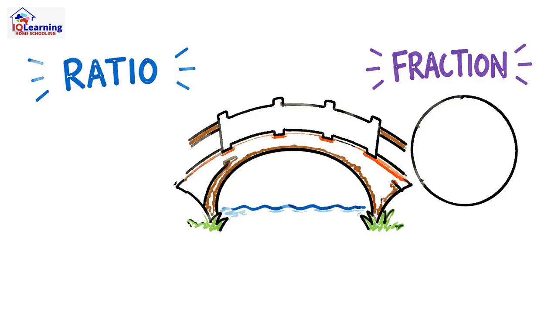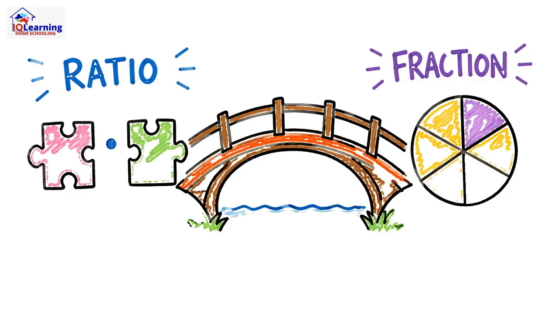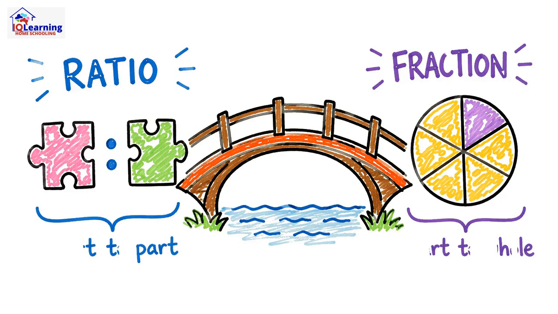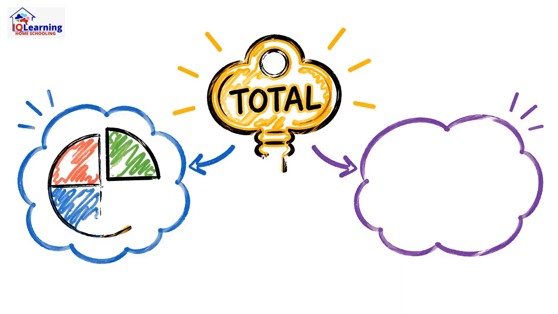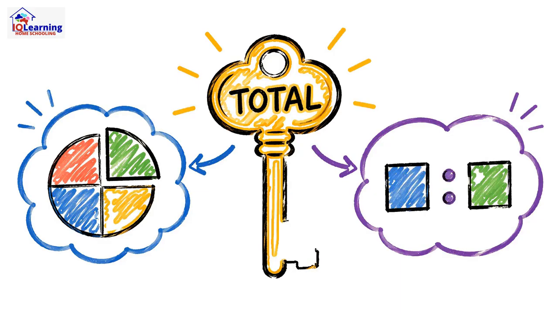So remember the bridge. A ratio compares a part to another part. A fraction compares a part to the whole. And the key that unlocks it all? Always find the total first. It's the master key that connects these two mathematical worlds.